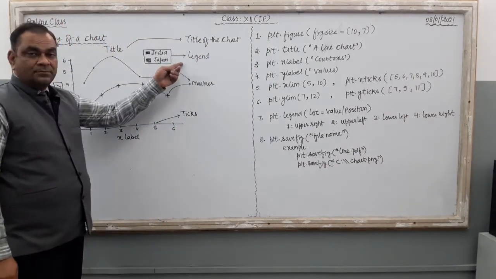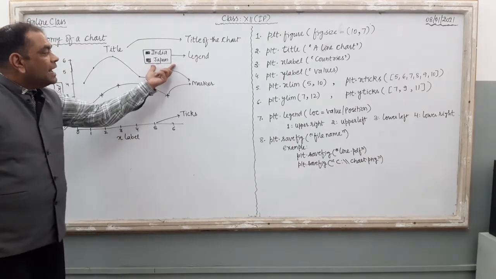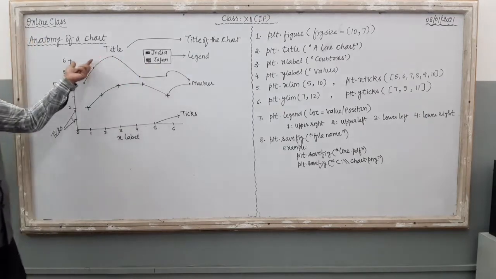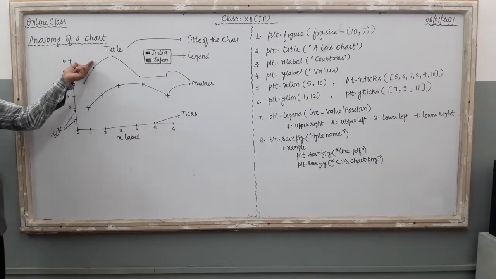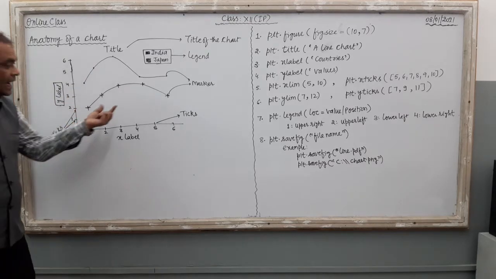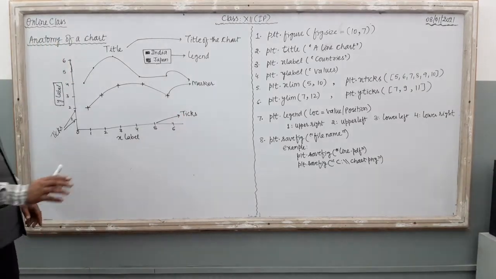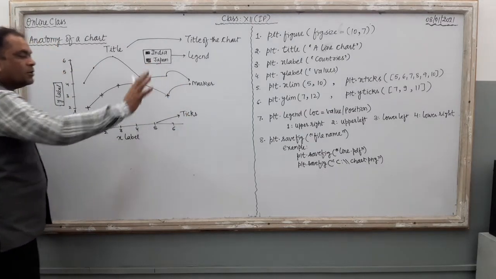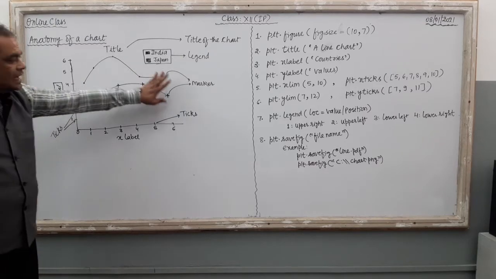By default, the legend will be at the top right corner of the chart. You can shift the legend from here to here, which is known as the top left corner of the chart. You can shift the legend over here also, which is known as bottom left. And this side is known as the bottom right corner of the chart. So the legend can be available in these four specific positions.